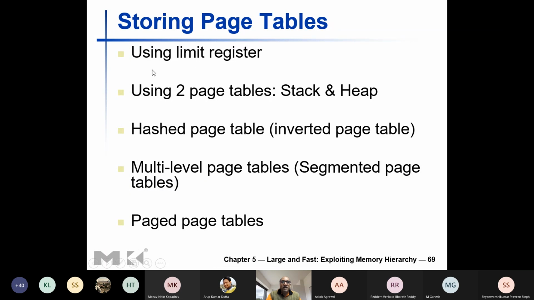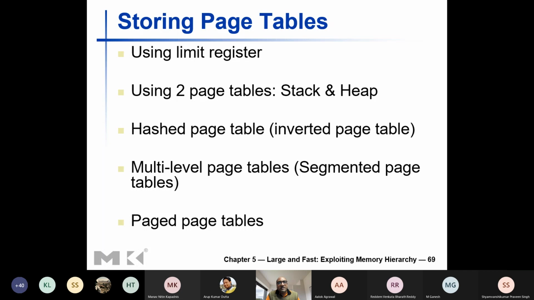One technique is using a limit register. Whatever number of pages are allocated in the physical memory, only those pages will be shown in the page table. Suppose you brought only 200 pages into the main memory; the page table maintains only those 200 pages, so the page table size is limited to 200 pages. It means the page table just carries the entries corresponding to its physical pages only. It won't carry the entire virtual space.